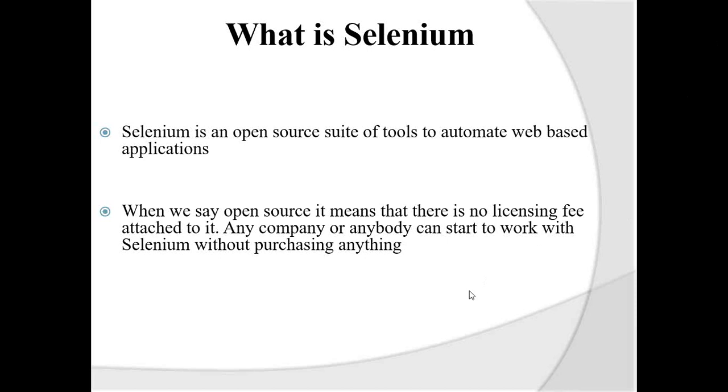When we say open source, it means that there is no licensing fee attached to it. Any company or anybody can start to work with Selenium without purchasing. Exactly. So in the market, there will be two kinds of tools. One is open source, one is licensed. When we talk about license, we need to pay for it and then use it for our projects. When we talk about open source, it is free to use. We can use it in any company. It is free of cost, right? So Selenium is a freeware tool. Okay, open source tool.